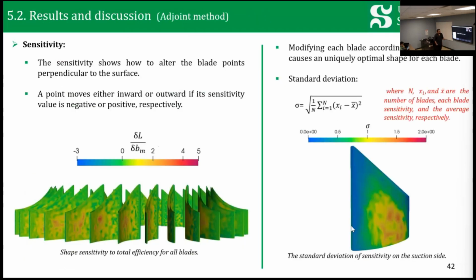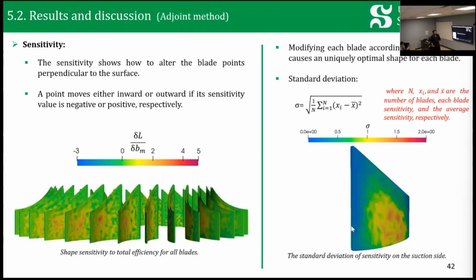So here the results are related to the adjoint method. For now, the framework based on the adjoint method can optimize the impeller, not the housing. After obtaining the sensitivity result of the impeller, it shows us how we need to change the shape of the geometry as normal to the surface. If the sensitivity is positive, it means that the point must go outward normal to the surface.